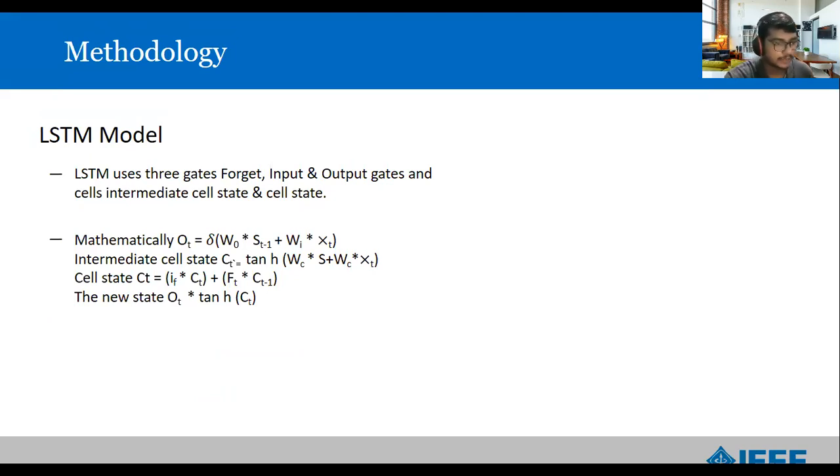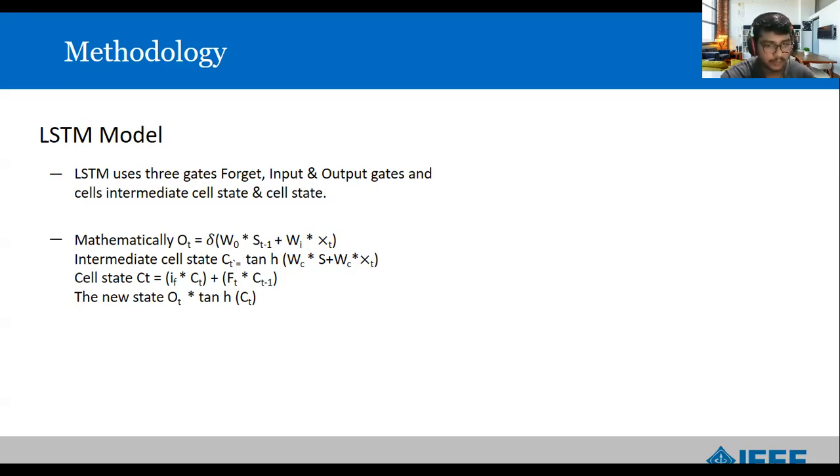Now the LSTM: if the data is in a sequential format, then LSTM works well in time series prediction. LSTM uses three gates, the forget, input and output gates, and the intermediate cell state and cell state. The forget gate is computed through sigmoid. The equation is W_f times s_(t-1) plus W_f times x_t. Forget values are between 0 and 1, closer to value 0.